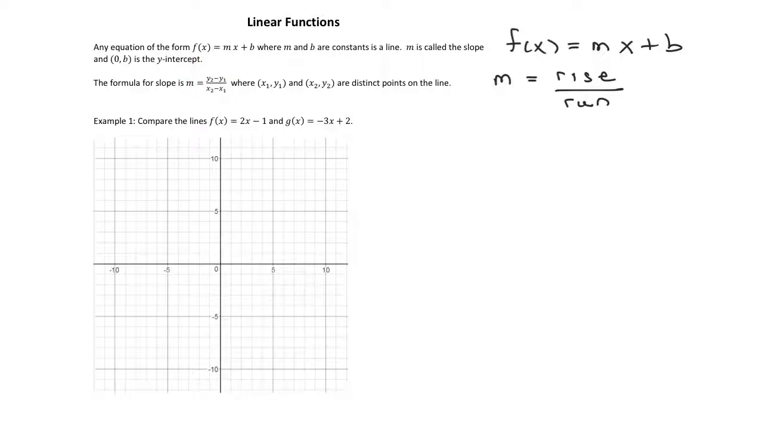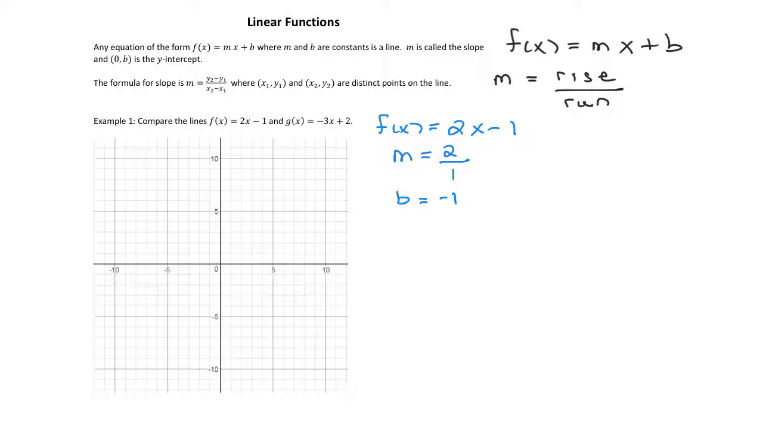But just to understand the idea of slope, let's look at example 1. I give you two different linear functions. If we start with f of x is equal to 2x minus 1, the slope of this is 2, or as a fraction, 2 over 1. The y value of the y-intercept is negative 1, and this is enough information to understand what the graph of the line has to look like.